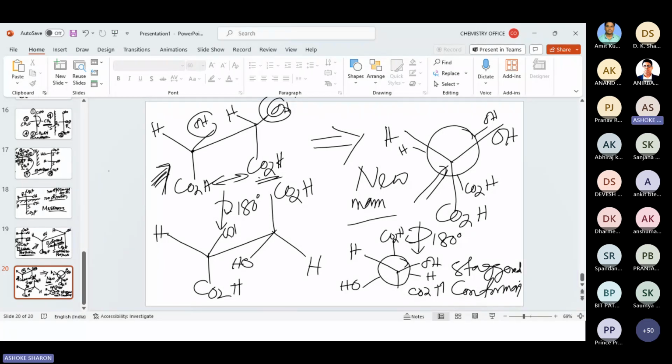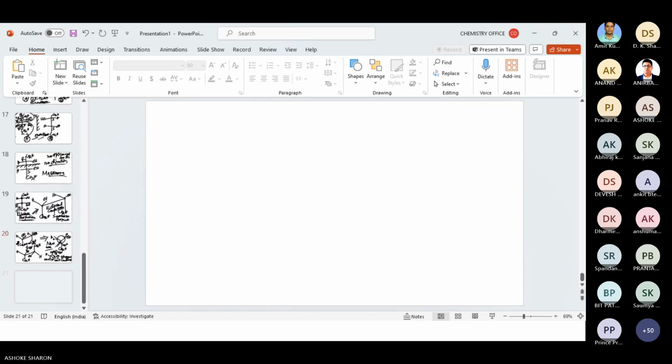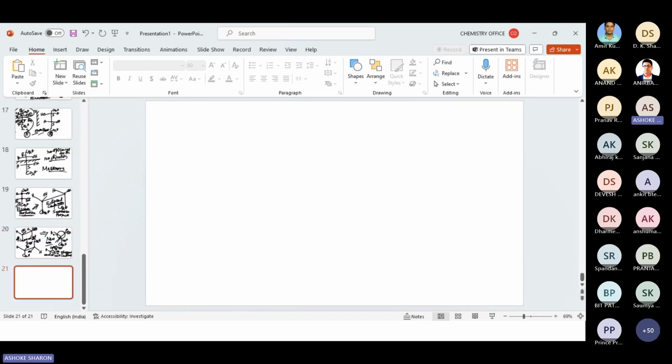This staggered conformation will be more stable because they are making a hydrogen bond between the acid and the OH. Here also, from these structures. Clear? In the next few slides I will explain more examples because this is a very interesting topic. A lot of questions arrive from here in your exam also.